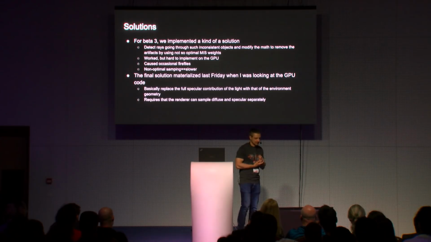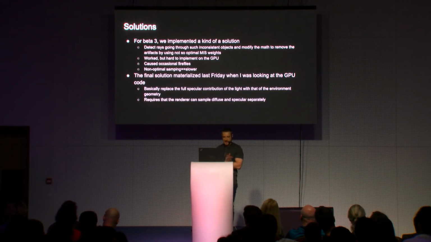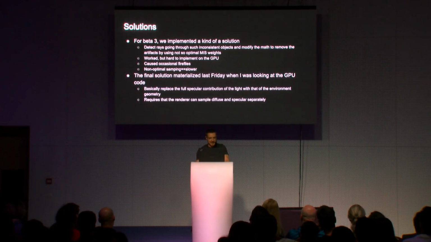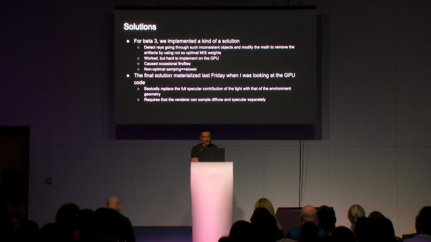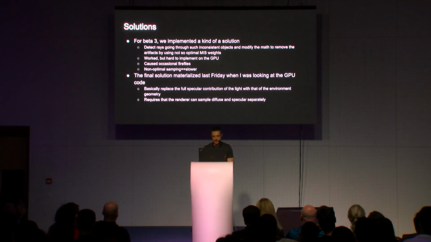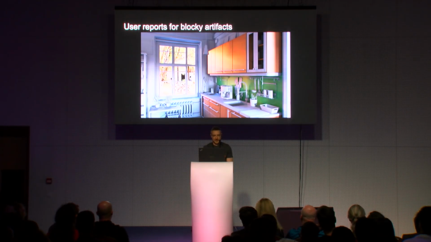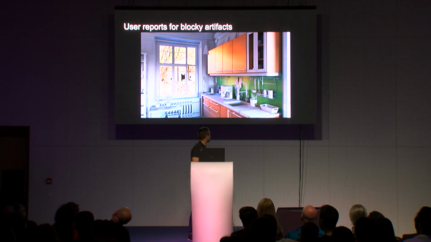What I decided eventually to do was basically just remove the specular contribution of the lights for any such weird objects and replace it with that of the environment geometry. And this works for VRay, but it requires that, of course, the renderer can distinguish between diffuse and specular reflections and lighting. Some renderers do that, but others do not, and it's more difficult to fix the problem in that case.